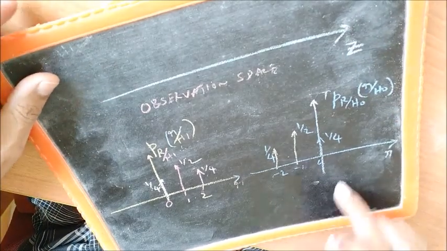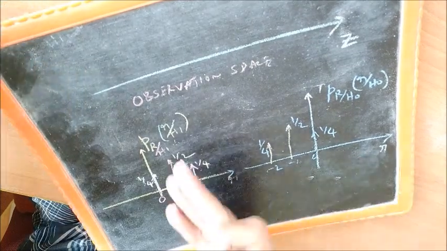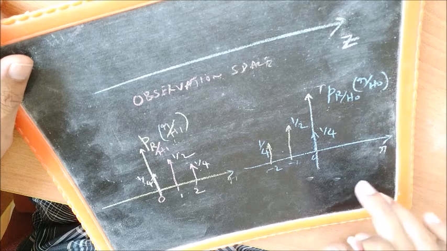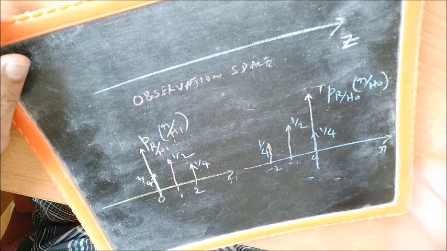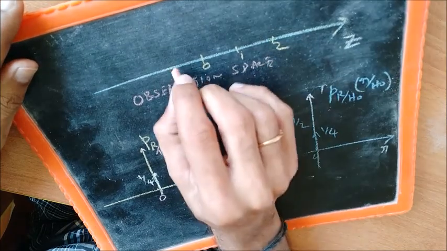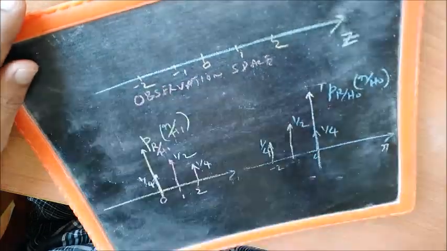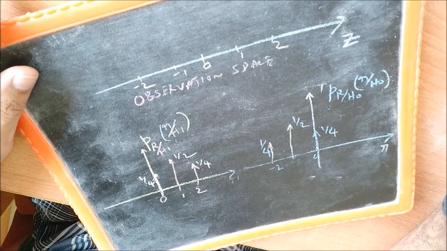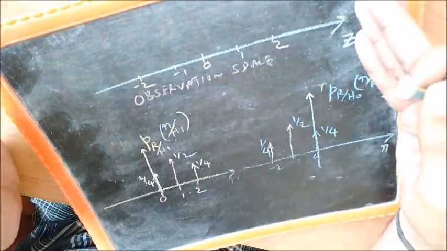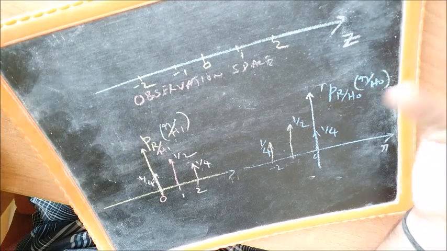Now from these two we see that when H1 is the hypothesis, R can take value 0, 1, 2. When H0 is the hypothesis, R can take value 0, minus 1, minus 2. So the observation space is complete when we show these points, because this space gives us all the possible values which R can take.